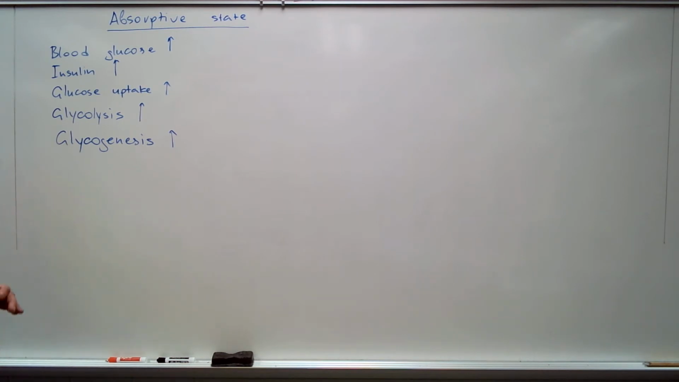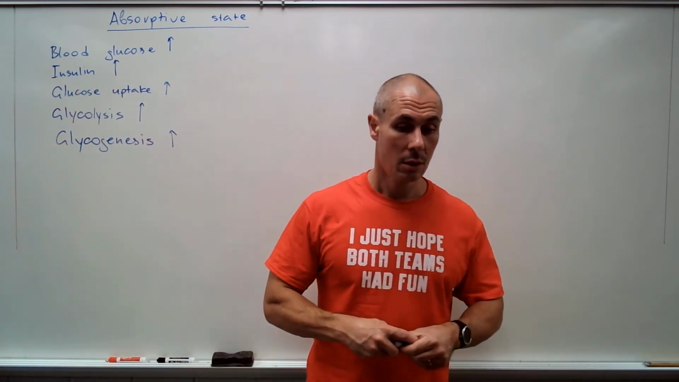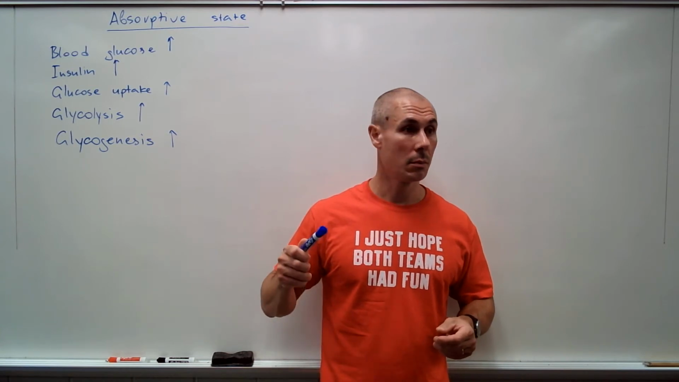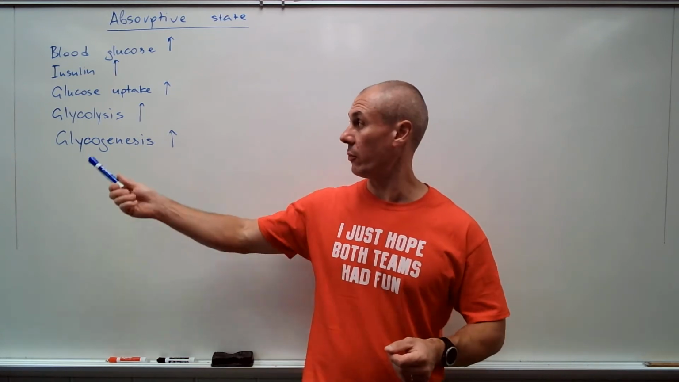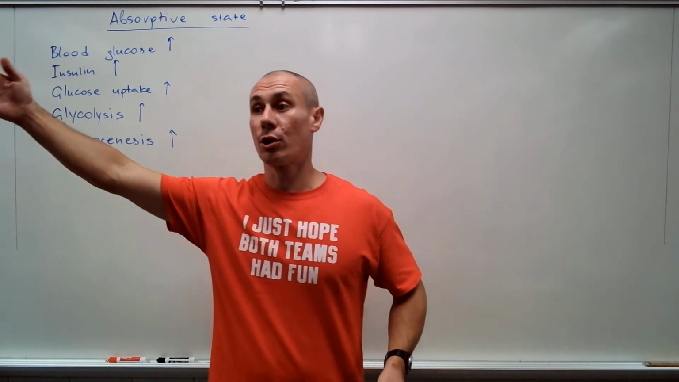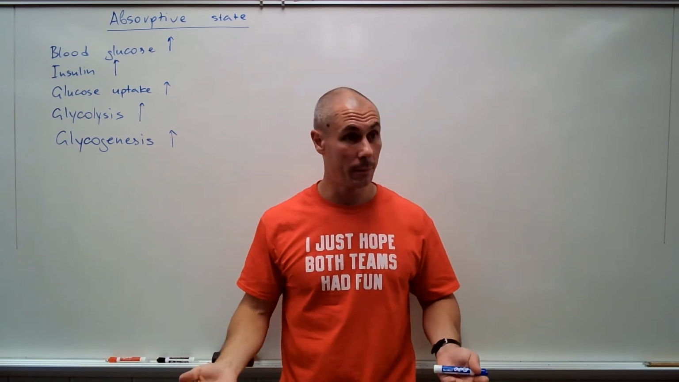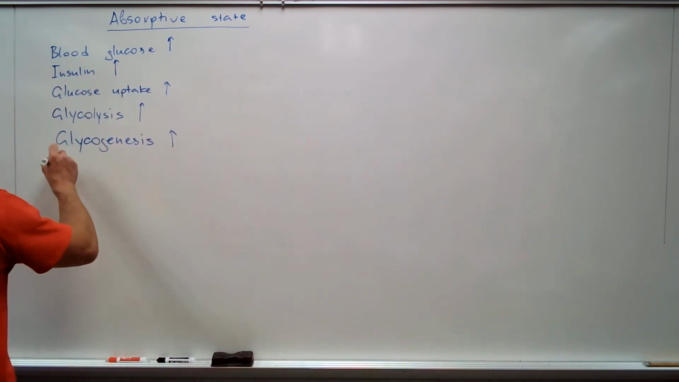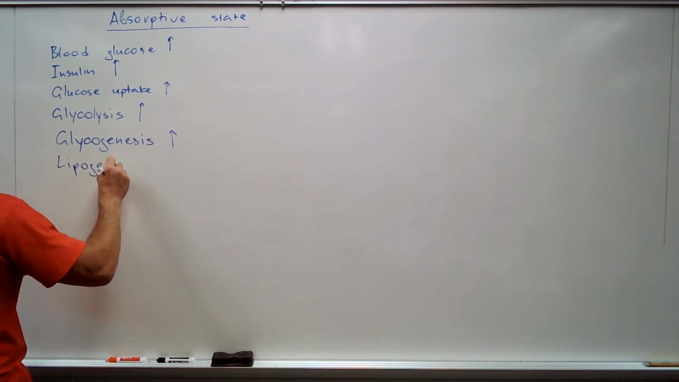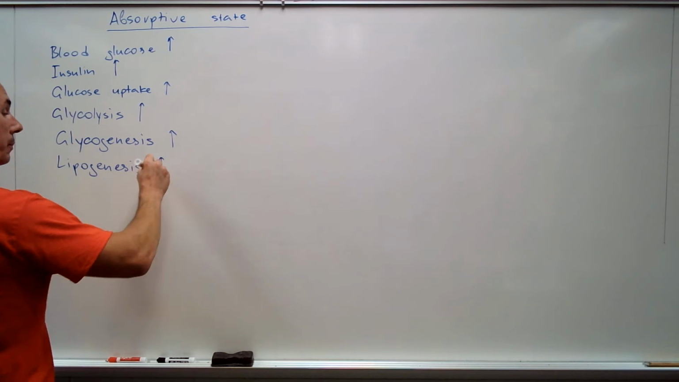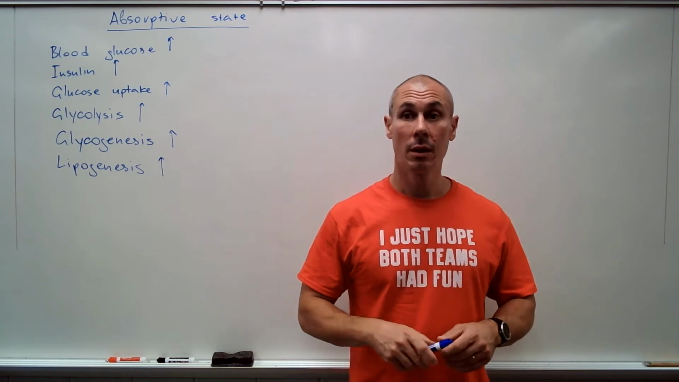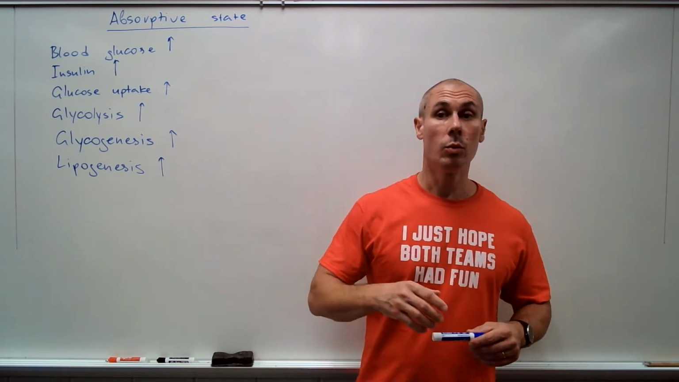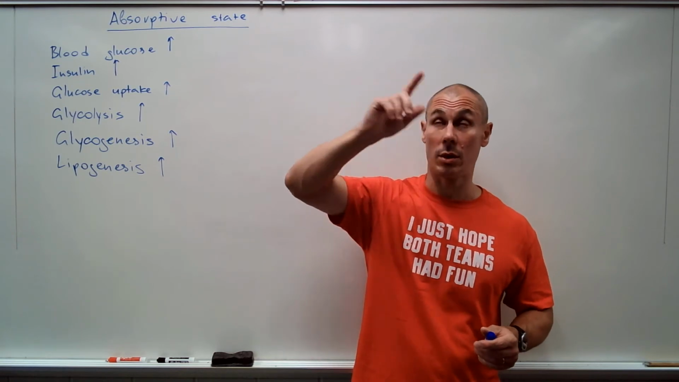Are you following me? Now, since not all glucose can be stored in the form of glycogen, the long-term storage is in the form of what? Fat. So lipogenesis goes up too. Are we clear? Good?